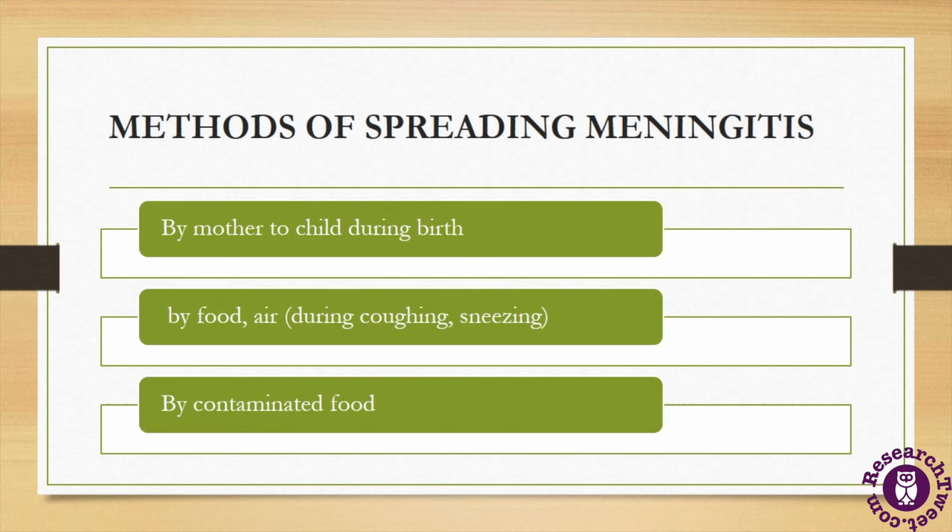Now let's discuss the methods of spreading meningitis, or how bacterial meningitis spreads among the population. It is a spreading disease and we know that bacteria can spread by many methods, like through air, contaminated food, contaminated water and many other means. Basically it can be spread from mother to child during birth or also during feeding. It can also spread by contaminated food or by air, like during coughing and sneezing, and during contact with a patient who is suffering from bacterial meningitis.